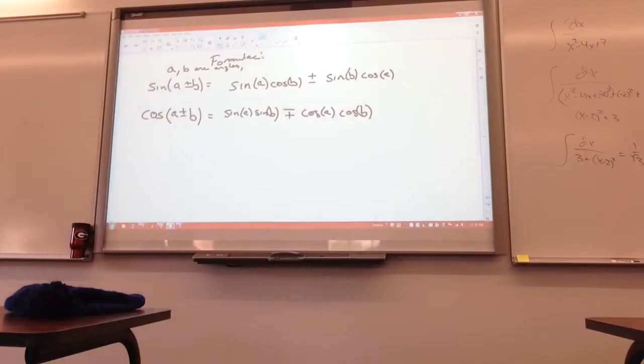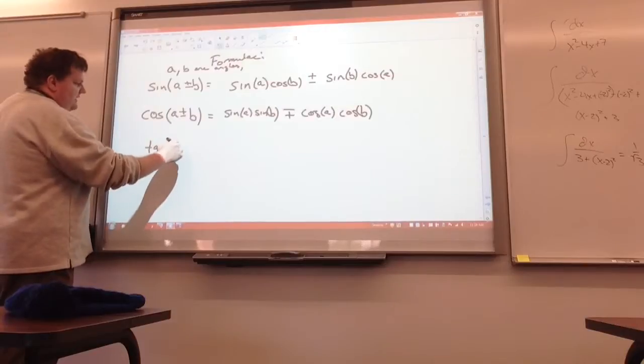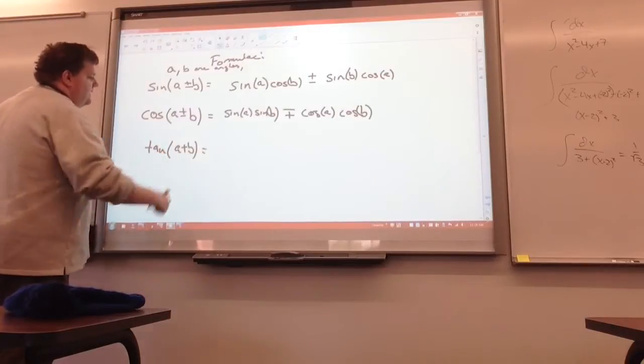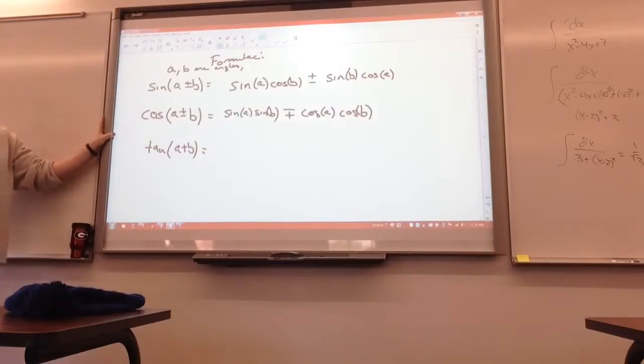The last one is the one for the tangent. The tangent of A plus B. The tangent one is going to be much more different than these. It's the outlier.